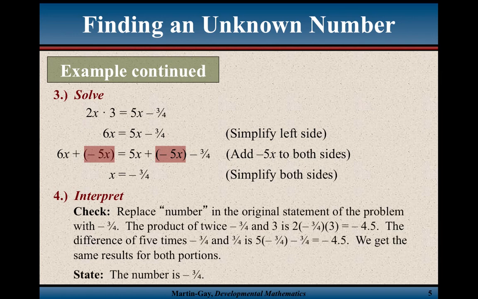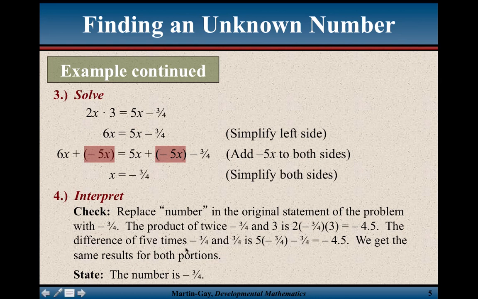To interpret, check. Replace the number in the original statement of the problem with negative 3/4. Yun yung nakuha natin. The product of twice a number, which is negative 3/4, and 3 is 2 quantity negative 3/4 times 3, which is equal to negative 4.5. Okay? Tapos yung next naman, the difference of 5 times negative 3/4, yung negative 3/4 siya yung number.